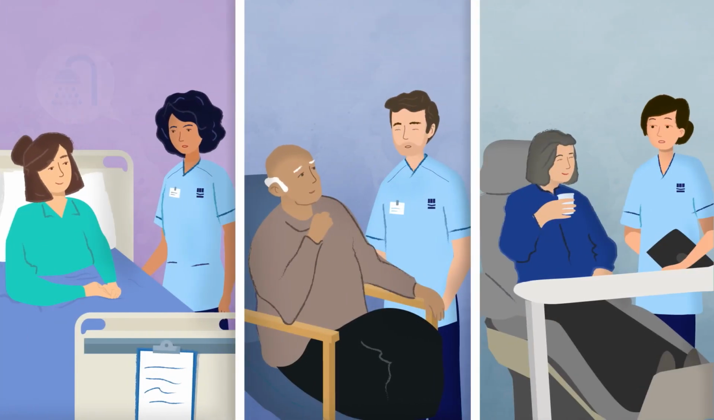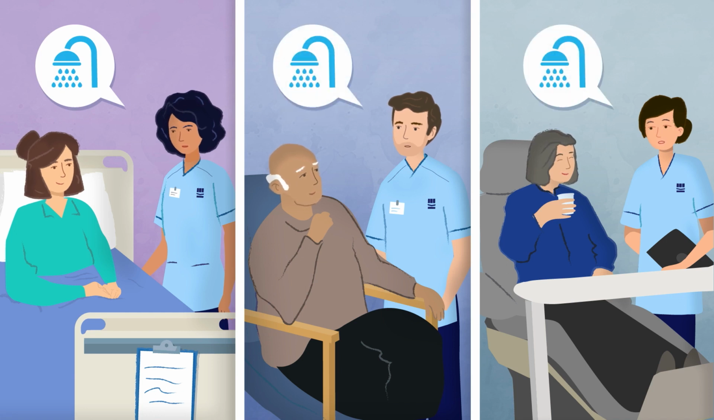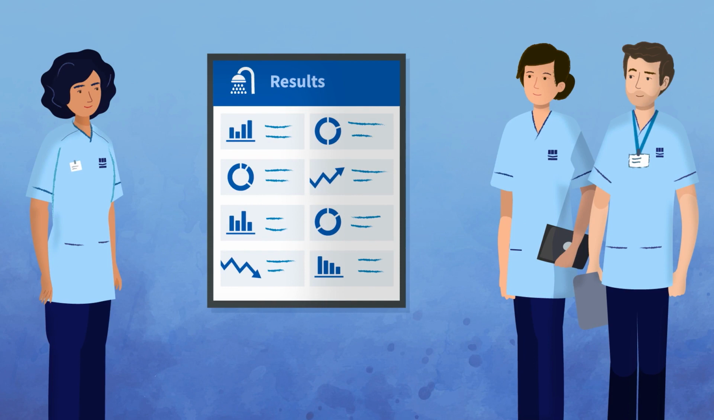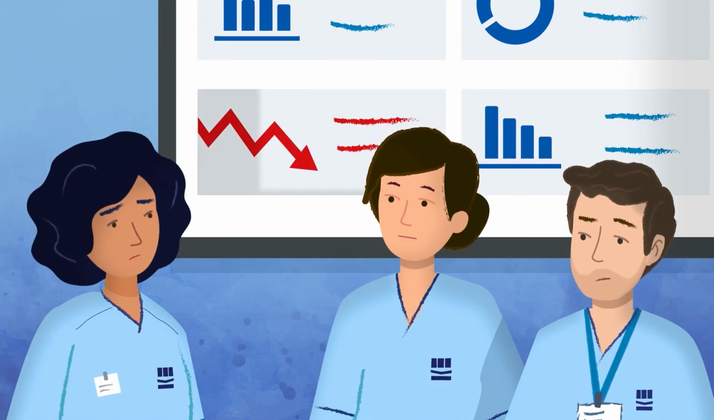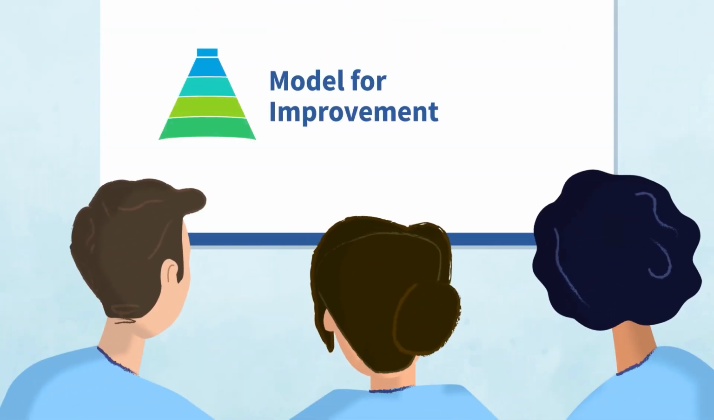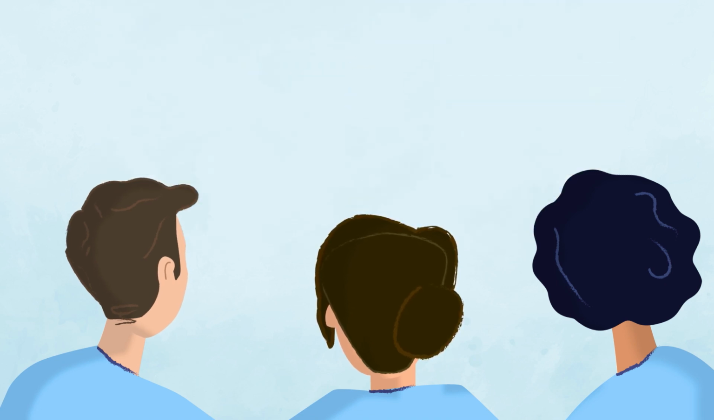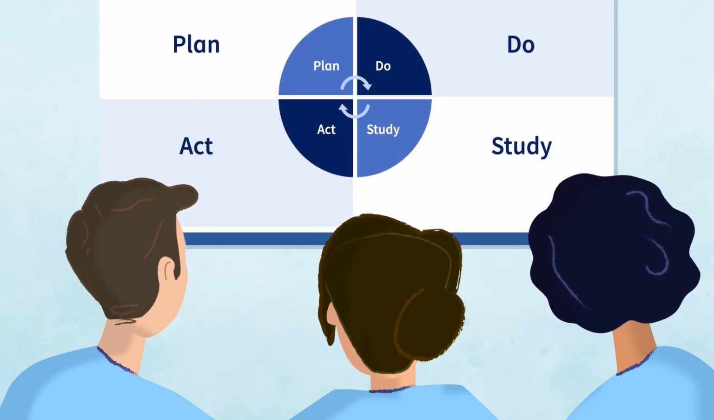Alison, Lukasz and Audrey ask each patient, "Have you been offered a bath or shower today?" They collate all the information and create a display board to visualise the results. They wonder how, as a multidisciplinary team, they can improve the personal care that is offered to their patients. They decide to use the model for improvement to help them. They know what they want to achieve and what they need to measure. Next, they create a plan called a PDSA cycle to test out a change idea.